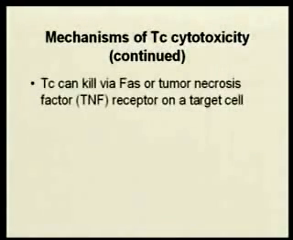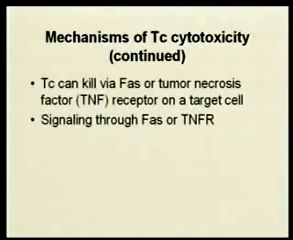Another method of killing is through FAS, or tumor necrosis factor receptors. FAS and tumor necrosis factor receptors are located on the target cell. So they're signaling through these molecules. It's not actually an insult to the cell. There are no holes poked into the cells. But these FAS, or the TNF receptors, are expressed by the target cells. The cell will come along, having the appropriate ligand, will bind to them, and that will start the signaling process. I'll show you that in another cartoon.